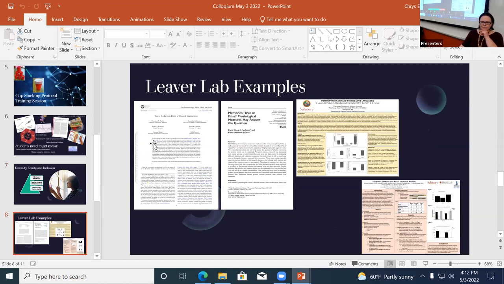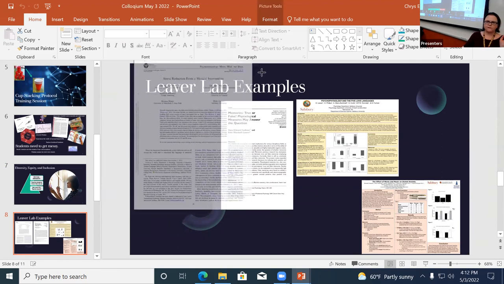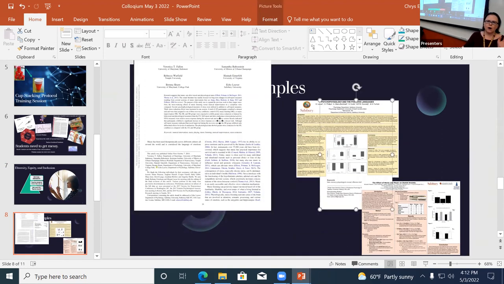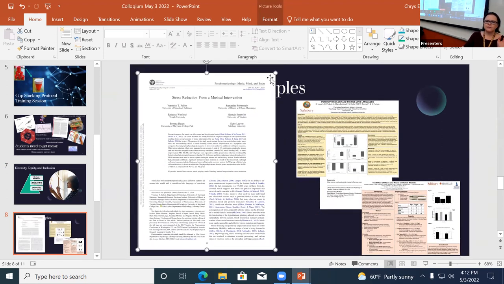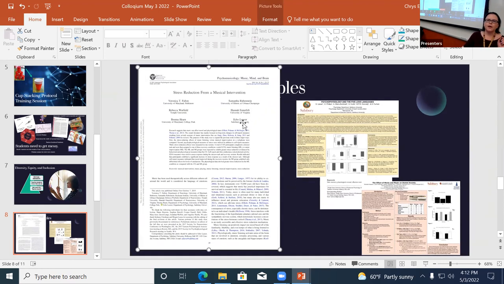And I'll just share these three examples of research that was done in my lab that way. I have other projects that are faculty driven, but these are student driven. This is one of the ones, I love them all, but this is one of my favorite ones because it was my first student here at Salisbury.